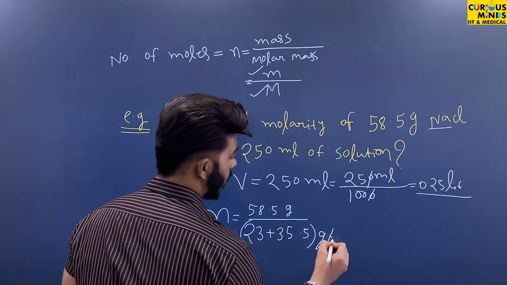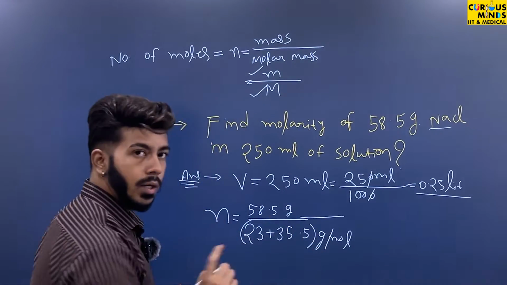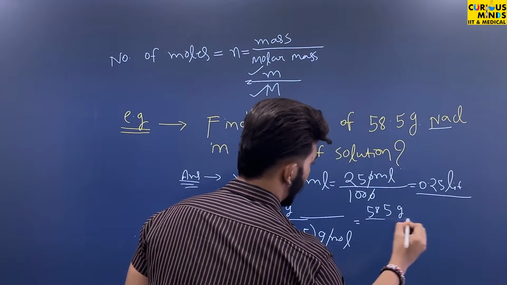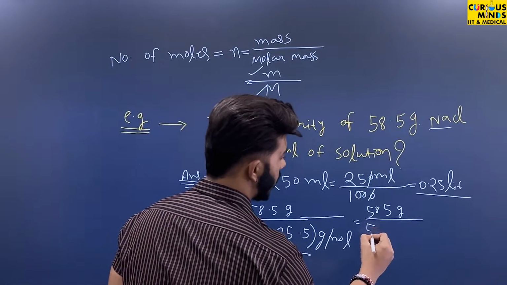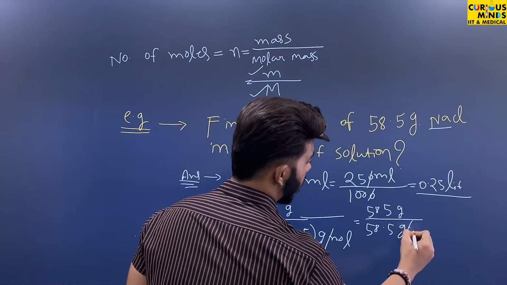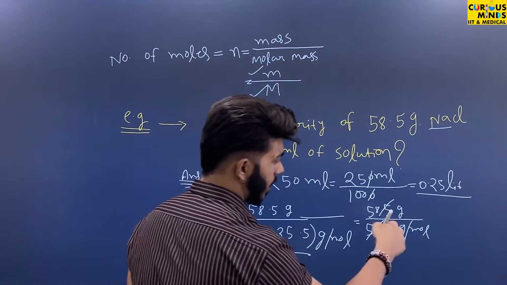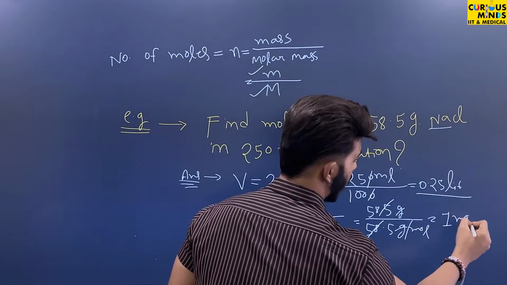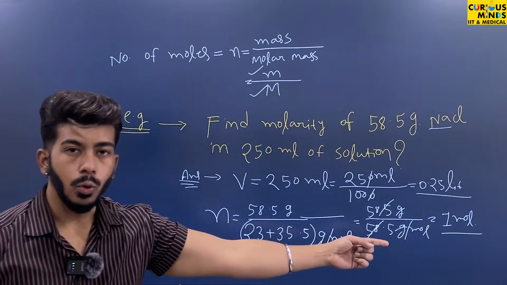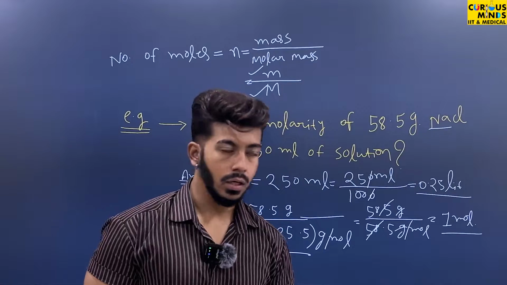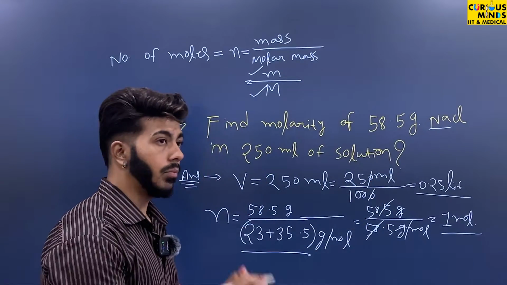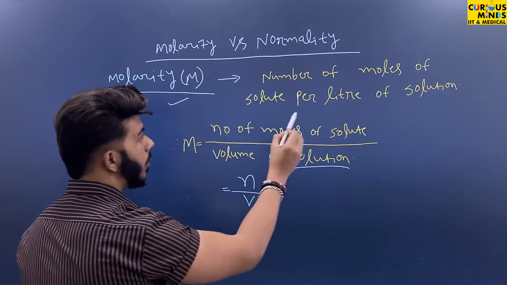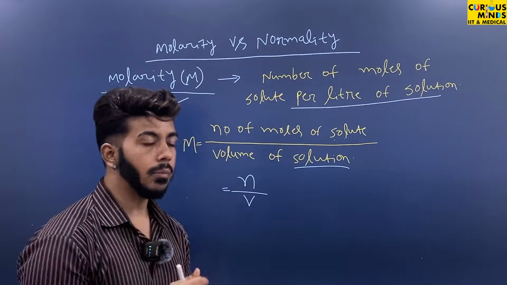So this will be gram per mole. Mass over molar mass: 58.5 gram over, if you add these two, 58.5 again, gram per mole. The grams cancel out and it becomes 1 mole. So we got 1 mole in 0.25 liter. But what is molarity? If I go back and check, it is per liter of solution. That means how much will there be in 1 liter.